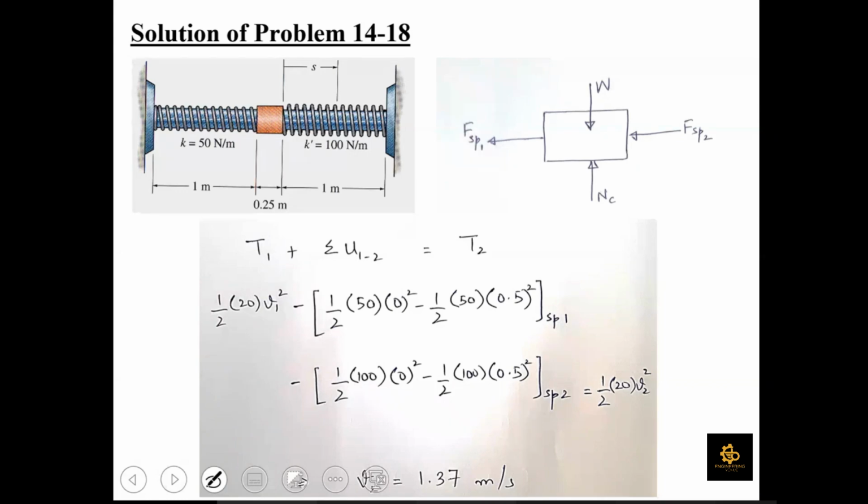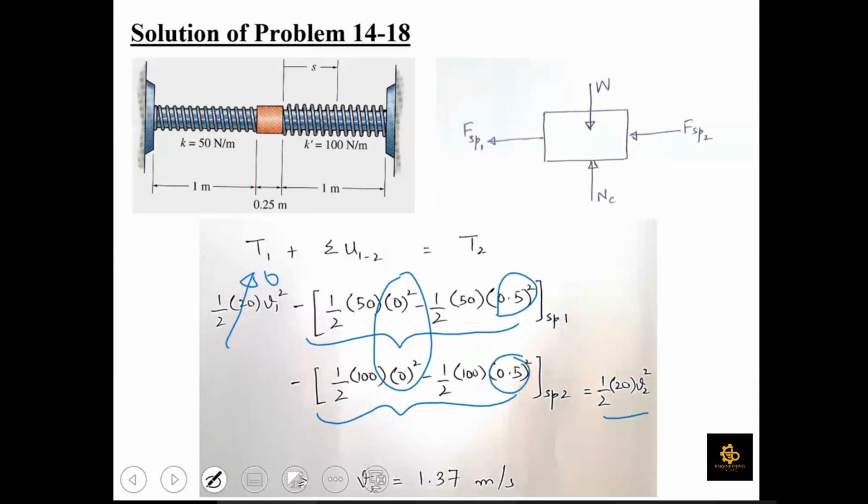So overall, the initial kinetic energy at position 1, as we just discussed, is going to be equal to 0. This is the final kinetic energy. This is the work done due to spring A, which is on the left hand side. This is the work done due to spring B, which is on the right hand side. Both are 0 at position 2, and both are 0.5 at position 1.